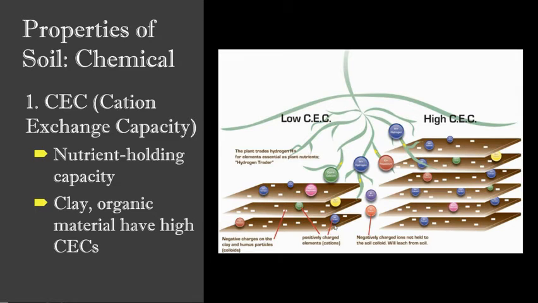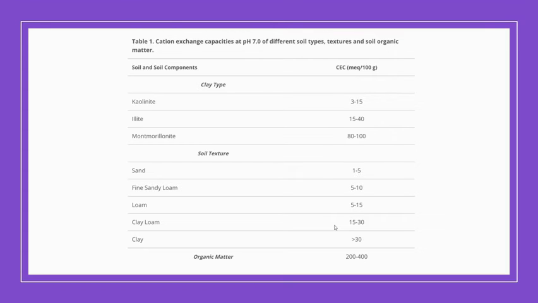So clay and organic material have very high cation exchange capacities. Silt and sand have lower cation exchange capacities. If you check out this chart of different soil types, you'll see things like Montmorillonite is a clay and has a high cation exchange capacity. Based on soil texture, clayey loams have a high cation exchange capacity. Clay has a very high cation exchange capacity.